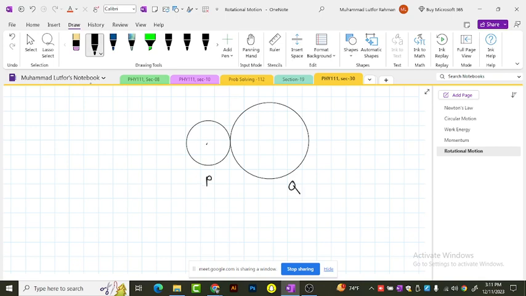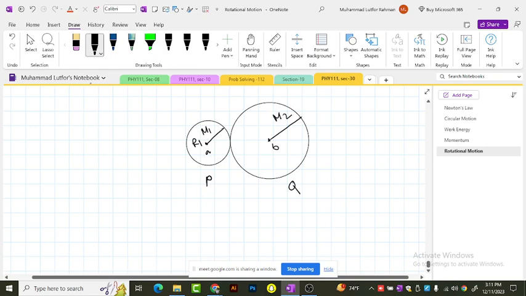The P has a mass M1 and the radius R1. This is the center of mass of the P, and the Q has a center of mass, let's say B. It has a mass M2 and the radius R2. What I did, I connected them together somehow and made a composite object.